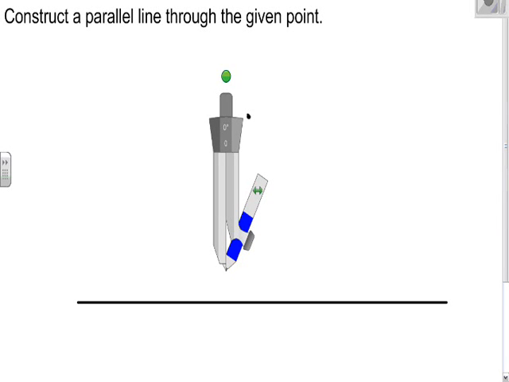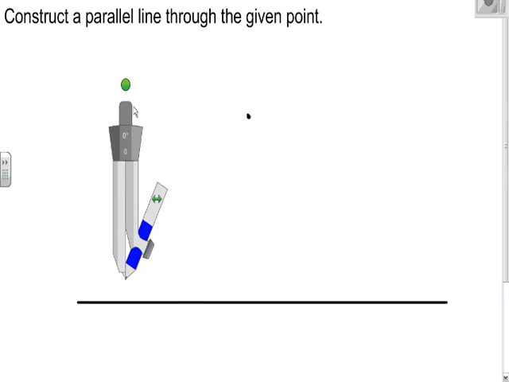We're going to do some more constructions now, this time based off of parallel lines and quadrilaterals. The first construction we're going to do is basically the parallel postulate. We have a line and a point not on the line. We're going to construct a line that's parallel to our given line that goes through our point.